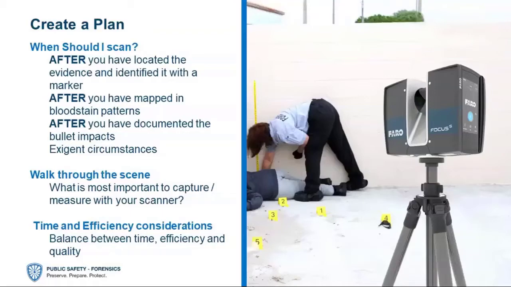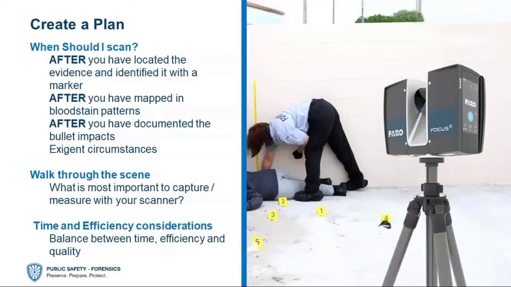I want you to map your bloodstains in, identify them, and I want you to document your bullet impacts, especially if you plan on doing a forensic analysis in software such as FARO 3D, where you could do an analysis to obtain your area of origin or your area of convergence later. You're going to need to have them identified before you scan. But remember that exigent circumstances apply.